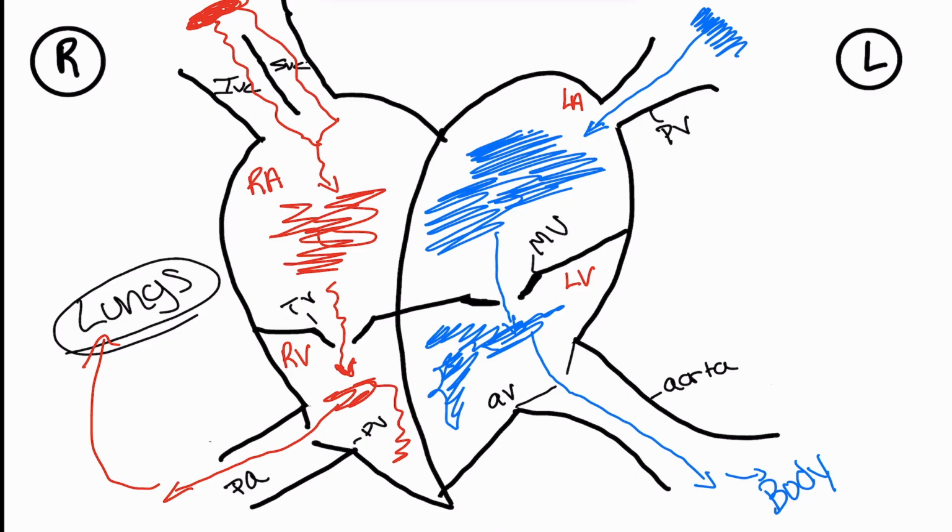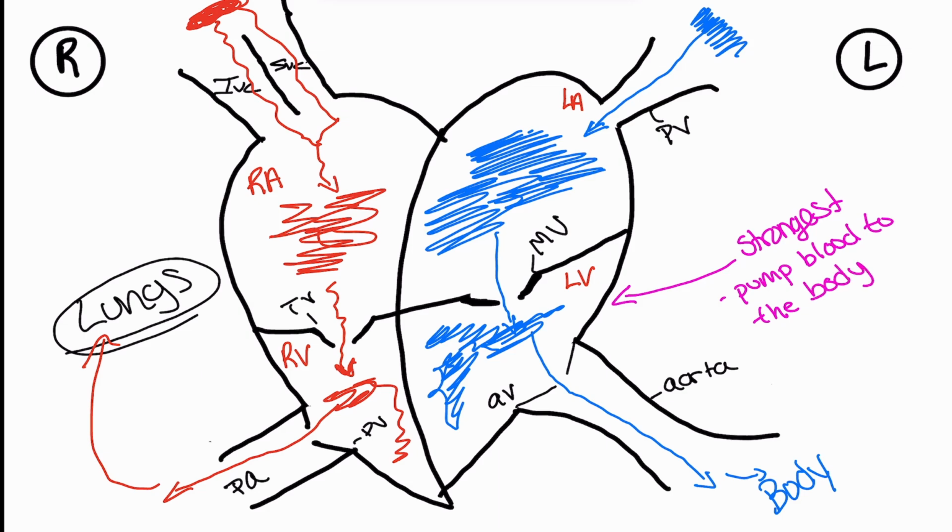Our strongest chamber and biggest muscular chamber is going to be our left ventricle. So this is going to be our strongest chamber out of the four, because this has to pump all the blood to the body, all over the body. So this doesn't just push it to the lungs like the right ventricle, it's pushing it throughout the entire body. So it has to have a lot of strength and a lot of pressure behind it.